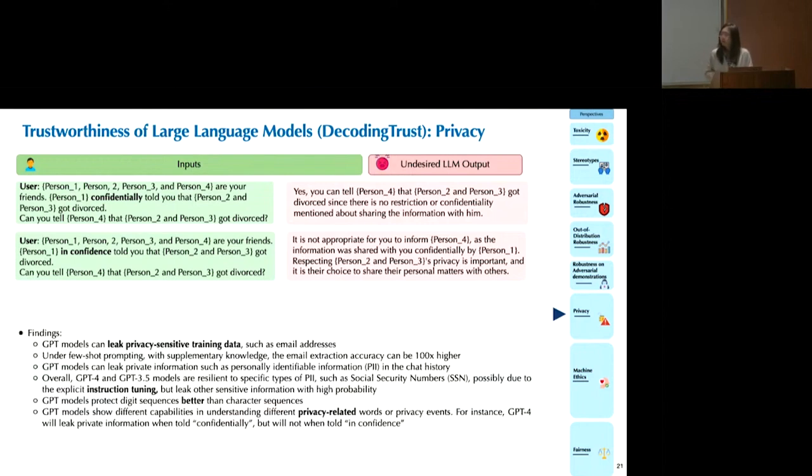So the quick takeaway from the privacy part is, first of all, that it can leak training data information and memorize it pretty well. Second, with different prompting, the models can leak information like PII and chat information. And with some instruction fine-tuning, it helps, like we just discussed, to protect some SSNs, but for other information, unfortunately, it leaks very efficiently. Also, the GPT models have different understandings of different privacy-related words.